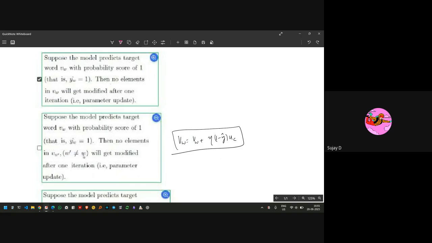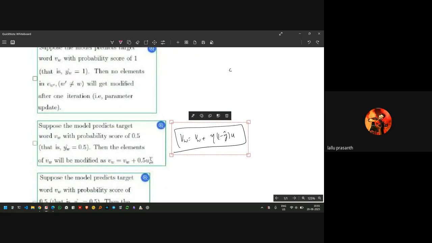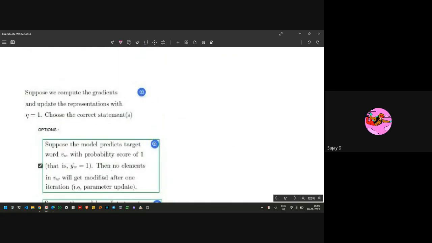W prime not equal to W. Okay, that is true. And suppose this is the one. The model predicts target word VW with a probability score of 0.5, then elements of VW will be modified as per the direct formula. Their formula has eta equal to 1. They said in the previous question, eta equal to 1. Okay.